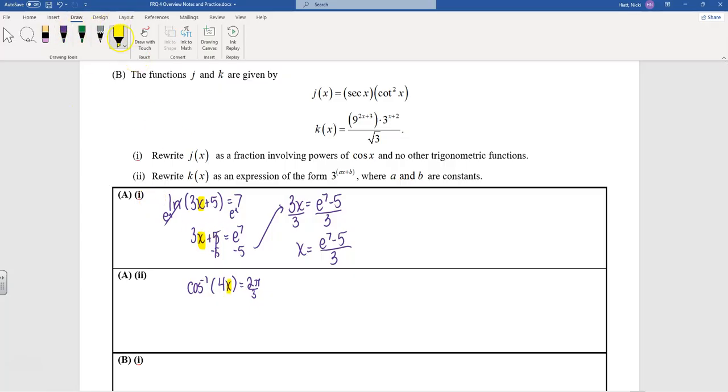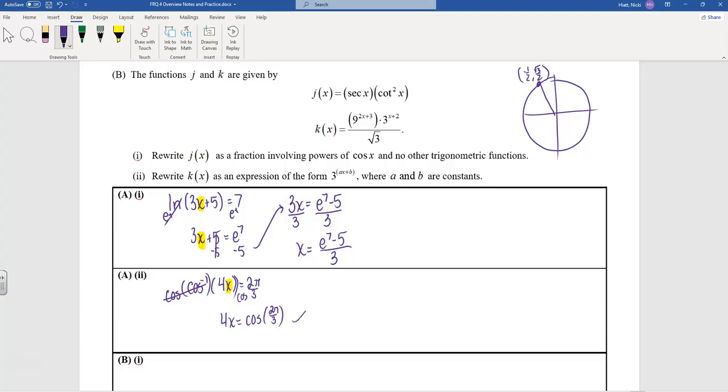Same thing here. When you're solving an equation, you're trying to get the x by itself. That means you got to get rid of inverse cosine. How do we get rid of inverse cosine? Regular cosine. So we have 4x equals cosine of 2 pi over 3. And cosine of 2 pi over 3, we can find. It is a unit circle value. Right? 2 pi over 3 is right here. Coordinates are -1/2, square root of 3 over 2. What is cosine of 2 pi over 3? -1/2. So we just have 4x equals -1/2.